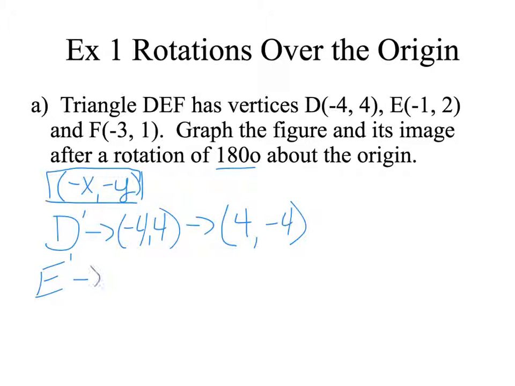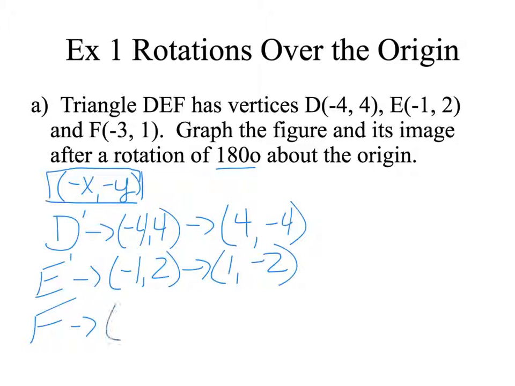E is going to become E prime, so negative 1, 2. Change the sign of the x, change the sign of the y, so positive 1, negative 2. And F is at negative 3, 1, so we're looking for F prime. Change my signs, positive 3, negative 1.